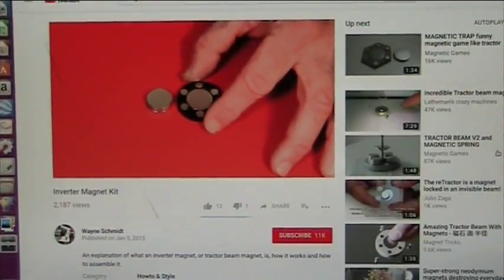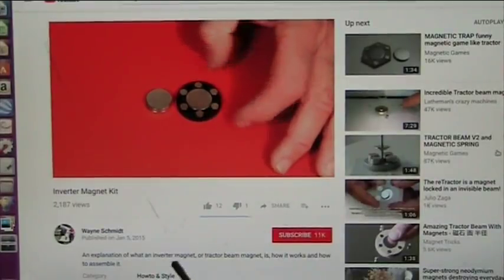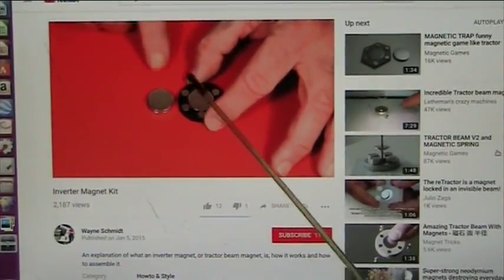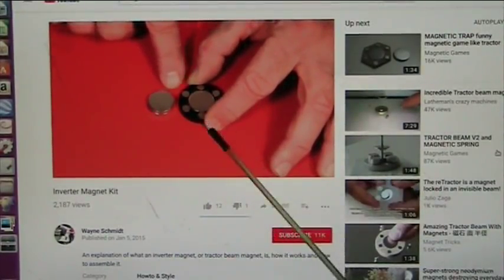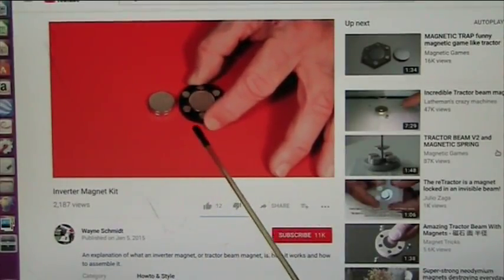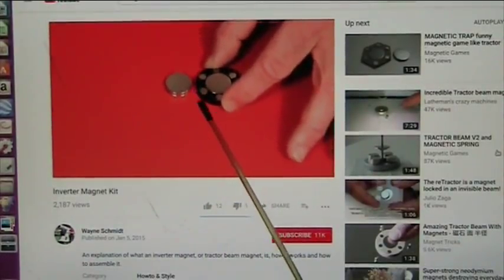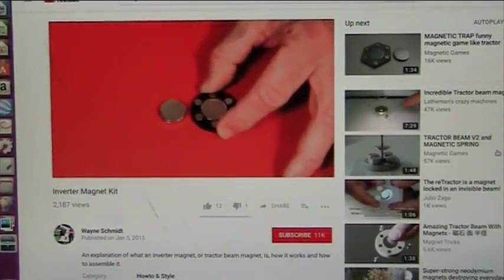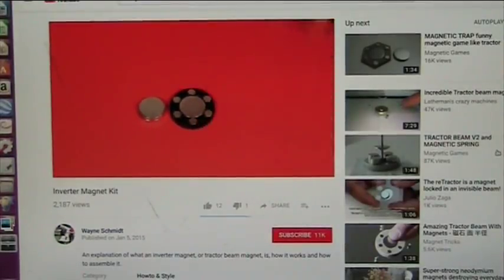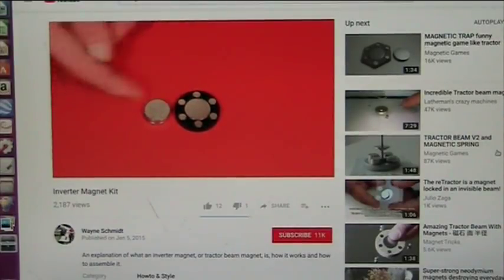Alright, this is a video by Wayne Schmidt, and it's a toy, and this goes back a couple of years, but he's showing that magnets, in a certain configuration, have a positive and a negative. This will always maintain a distance because they are both net negative. And that is my claim, that all matter is net negative, and that accounts for everything that we see in physics.